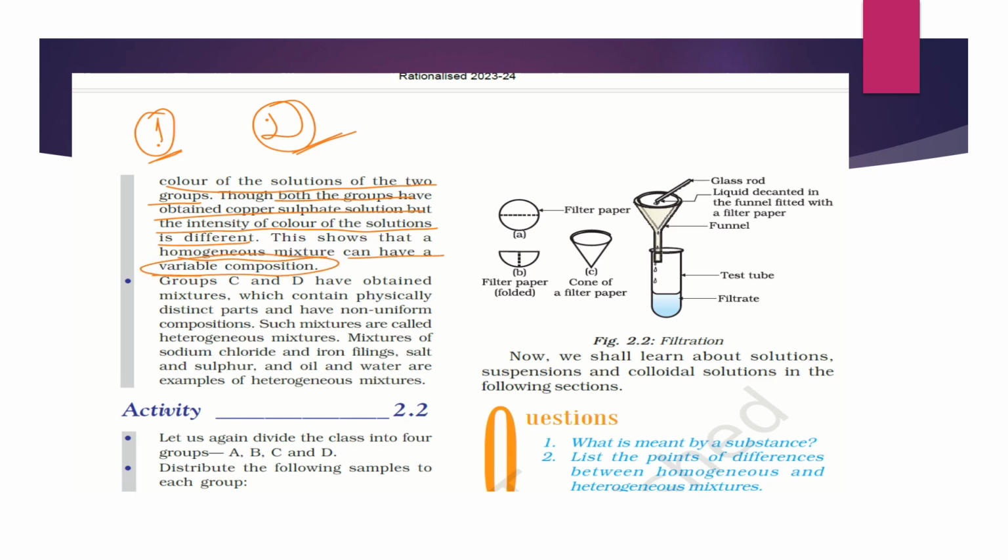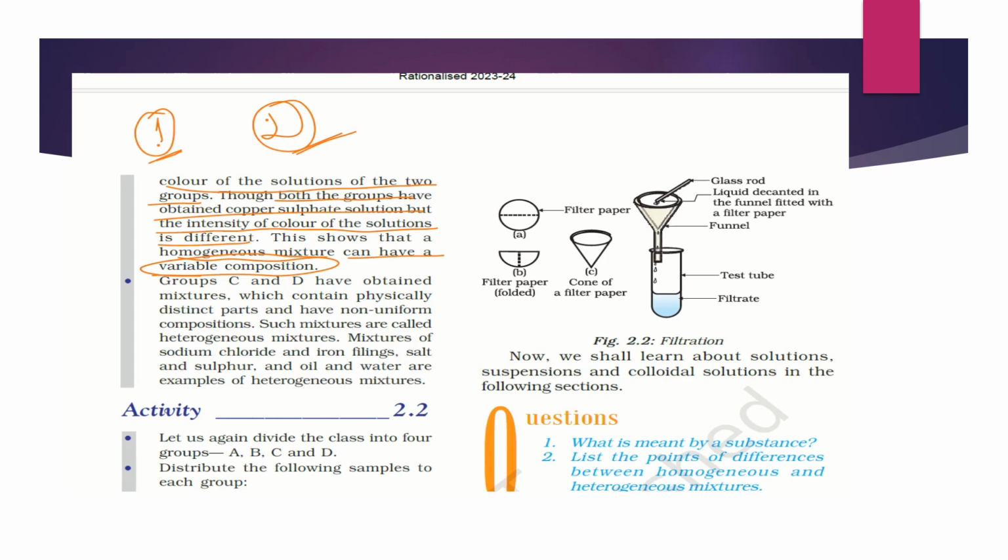It should be clear to you all, right? I tried to explain it in a very lucid manner: both the test tubes have copper sulfate, but in different proportions, 1 spatula and 2 spatulas for the B group. So, they are homogeneous mixtures, but their composition varies because the amount of copper sulfate is different, and so the intensity of the color is also different.